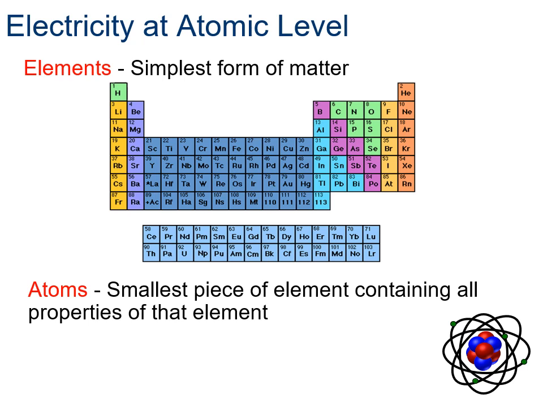The simplest form of matter is elements. You learned this back in middle school and also in chemistry class. Atoms are the smallest piece of an element containing all properties of that element.